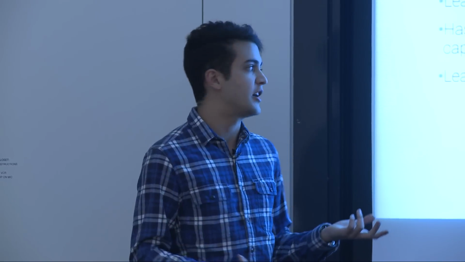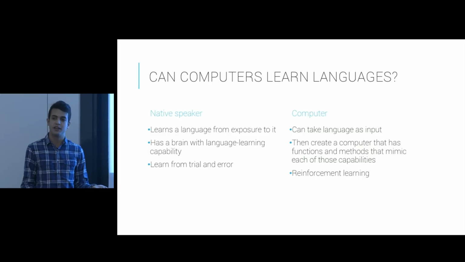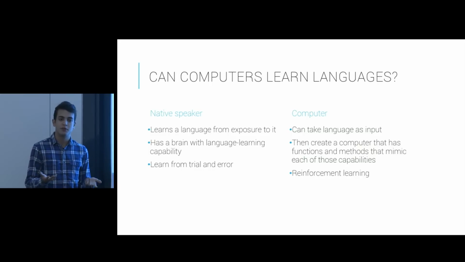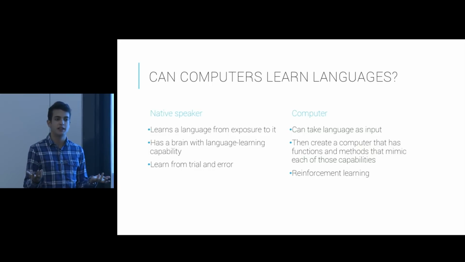So then your parents or someone corrects you and says, no, the plural of deer is deer, and the plural of tooth is teeth, and then you learn those things. So you learn from trial and error. But you can also do that with a computer. You can have something called reinforcement learning, which is basically giving your computer a reward whenever it does something correctly, and giving it the opposite of a reward when it does something wrong.